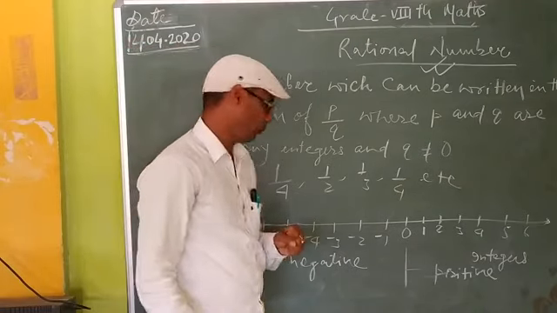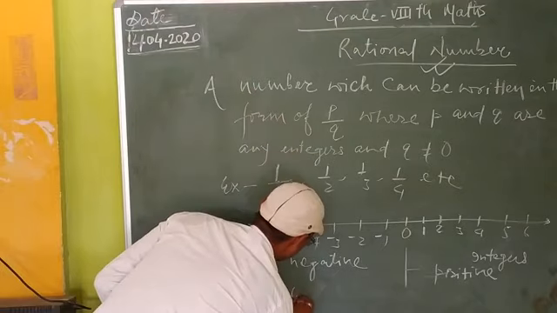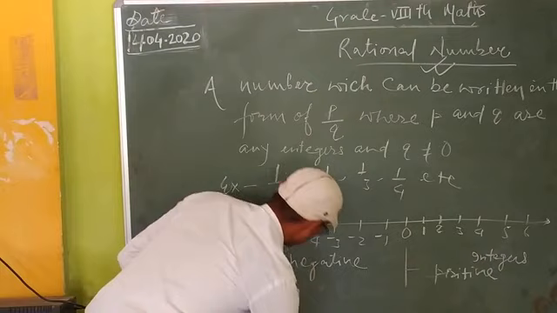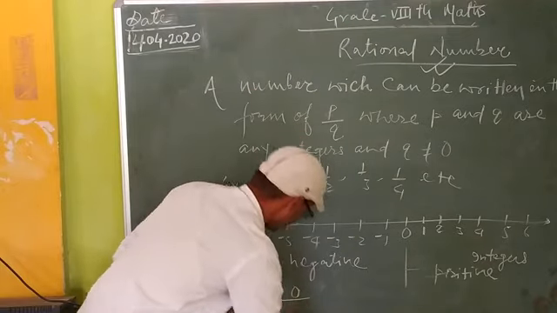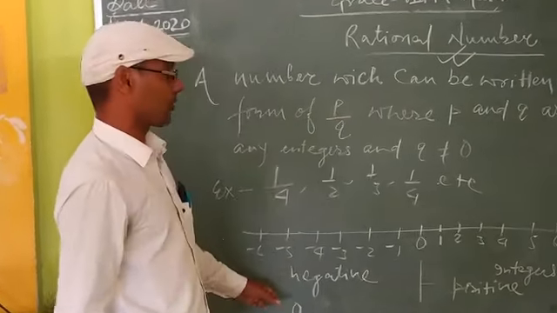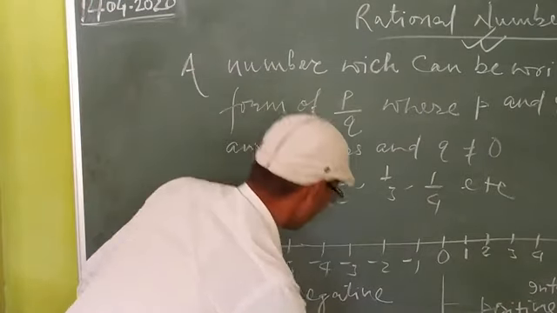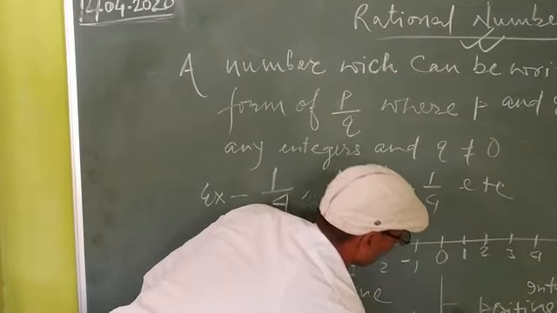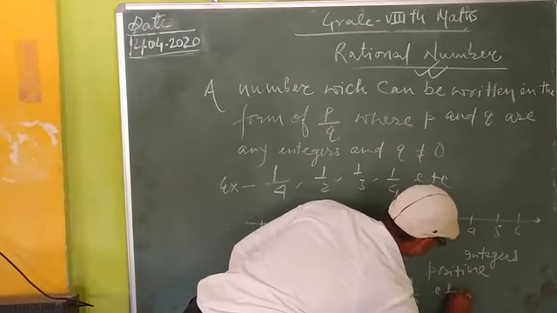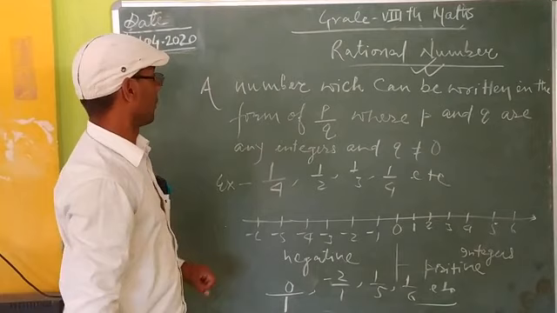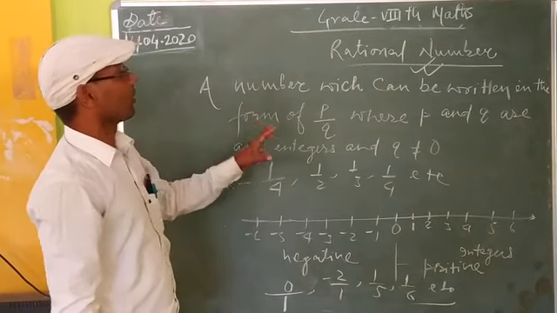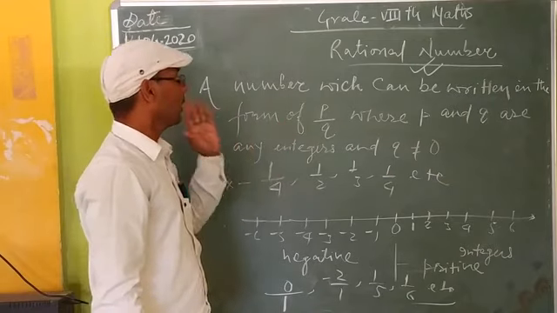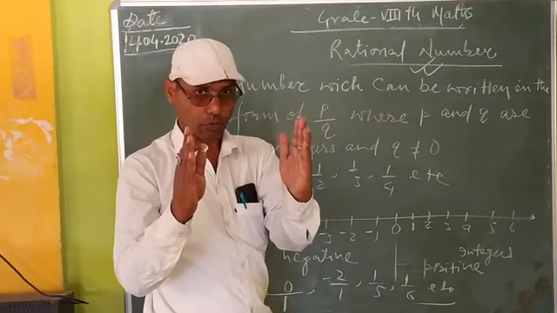My dear, we can write all these integers in the form of a rational number by giving a denominator. See how? Suppose 0. Is 0, an integer, a rational number? Yes, it is. We can write 0 over 1. It is a rational. In this way, you can write minus 2 by 1, 1 by 5, and 1 by 6, etc. These are rational numbers. So it is clear, a rational number can be written in the form of P by Q, where P and Q are any integers and Q is not equal to 0.